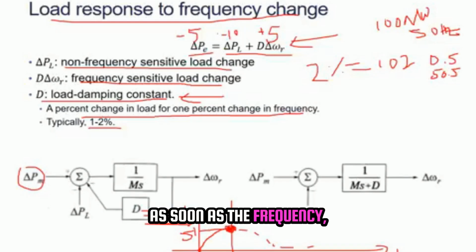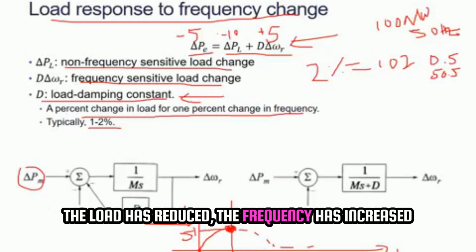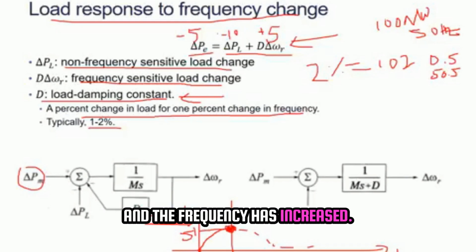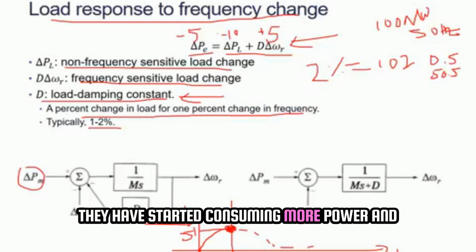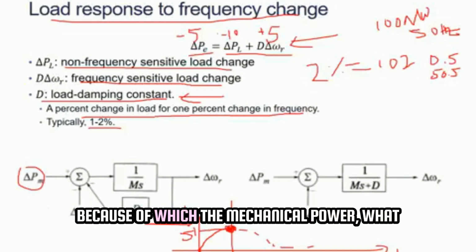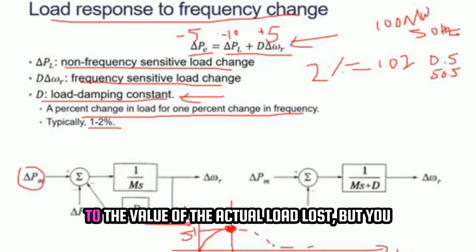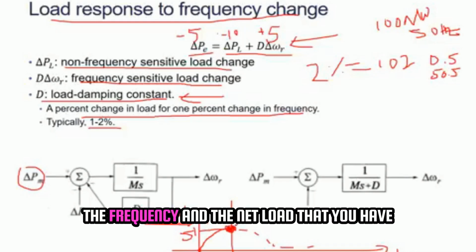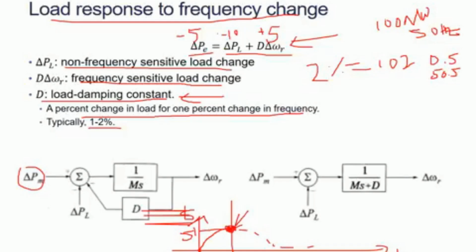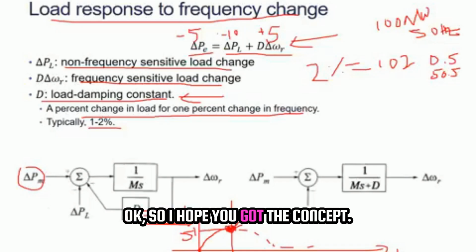As soon as the load has reduced, the frequency has increased, and that means the other loads which are connected have started consuming more power. Because of which, the mechanical power you have to reduce, you do not have to reduce to the value of the actual load lost, but to the value which stabilizes the frequency and the net load that you have to satisfy. Okay, so I hope you got the concept.